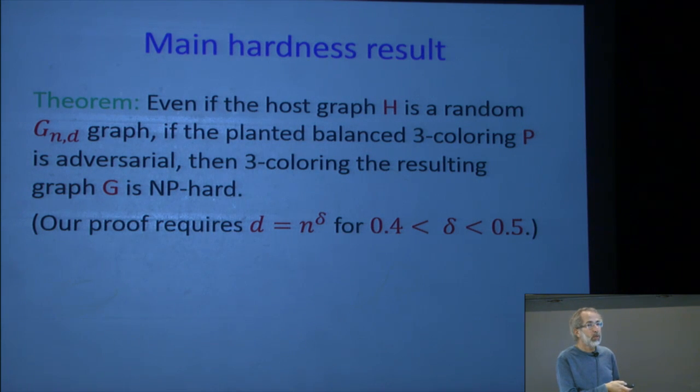The proof does not work for all ranges of the degrees. Interestingly, it just works for this range, when the degree is n to the delta, where delta is between 0.4 and 0.5. So think of the degree as slightly smaller than square root of n. When the degree is much smaller, we don't know. Much higher, we know that this theorem is incorrect.